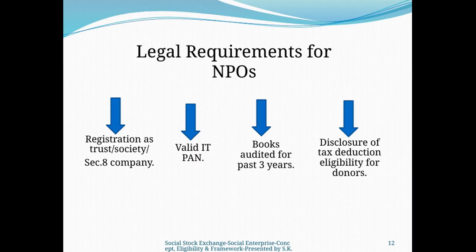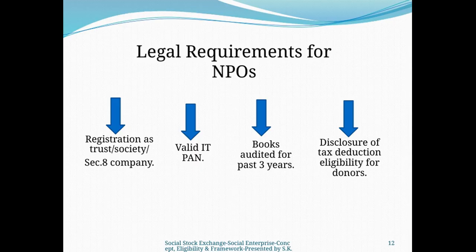Next, it's essential to have a valid IT PAN, which is mandatory for tax purposes and financial transactions. You also need to maintain books of accounts that are audited annually for at least the past 3 years. This ensures transparency and accountability in your financial dealings. Another key point is the disclosure of tax deduction eligibility for donors.